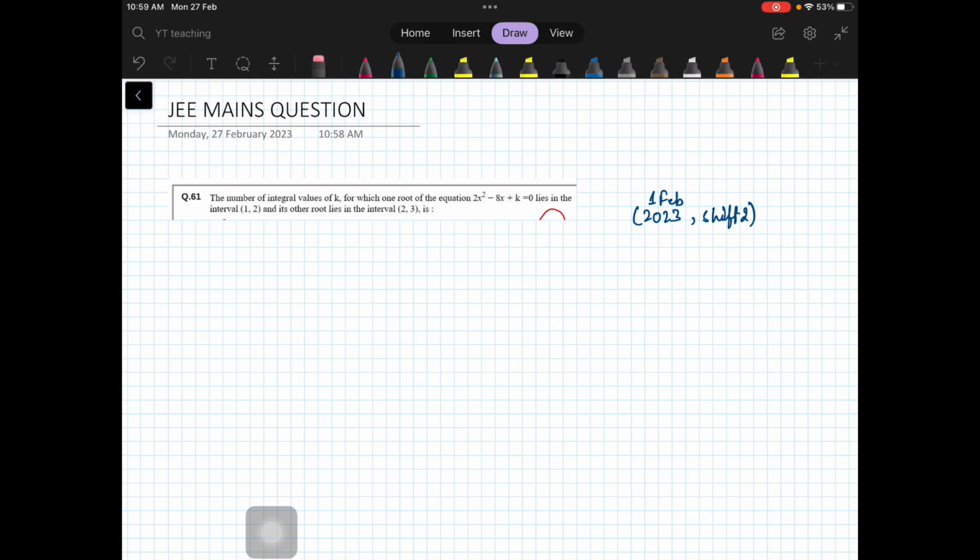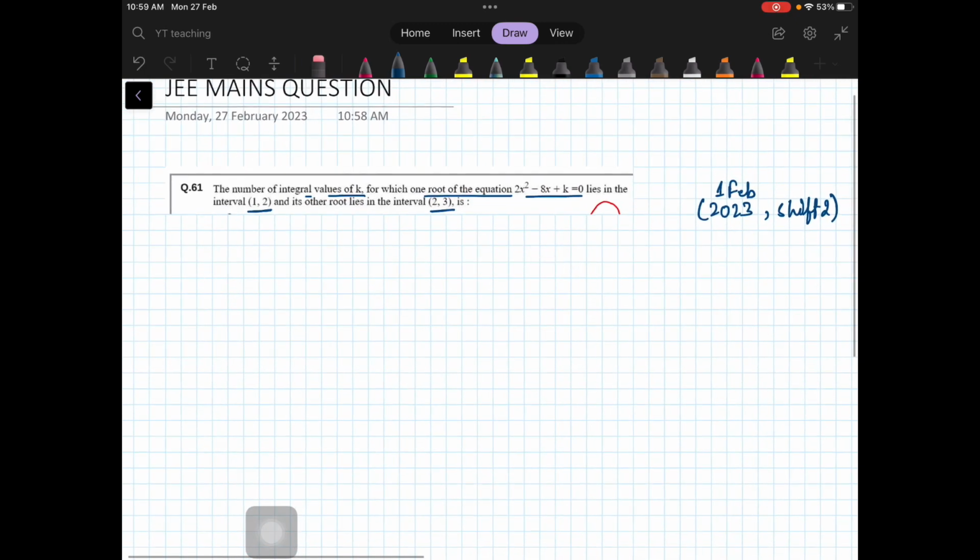In shift 2, 1st February 2023. So if you look here, what we want is to find the number of integral values of k for which one root of this equation lies in the interval (1, 2) and the other root lies in the interval (2, 3). So this is a very simple question. You have to see what exactly they are asking us to do.